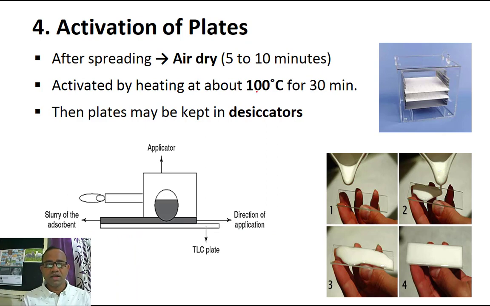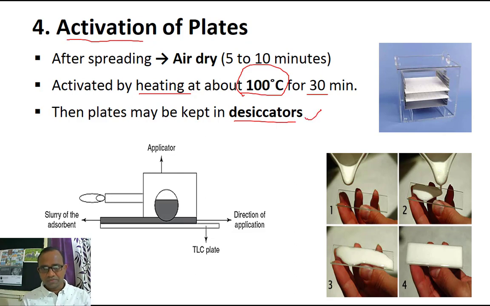Once the gel is added on the glass surface, we have to dry that phase. This is called the activation of a plate. For the activation, meaning the drying of the plate, we generally keep it in the oven, particularly at 100 degrees centigrade for 30 minutes. And after that, we put it into the desiccator so that all the remaining moisture can be easily removed.